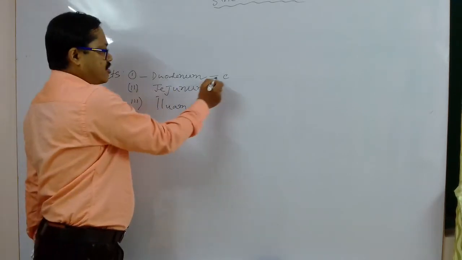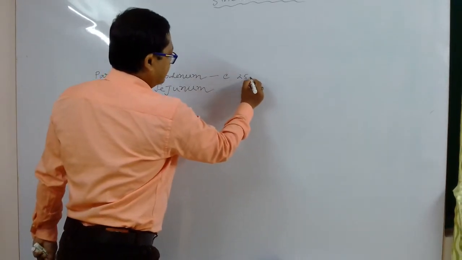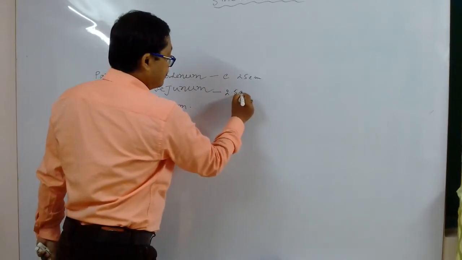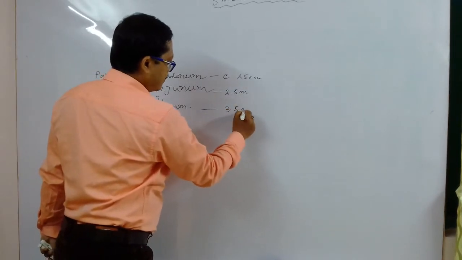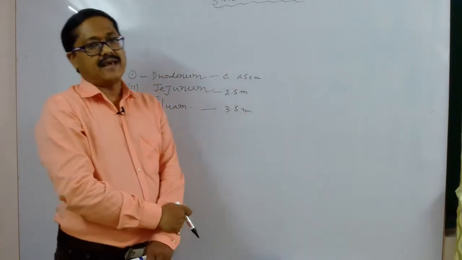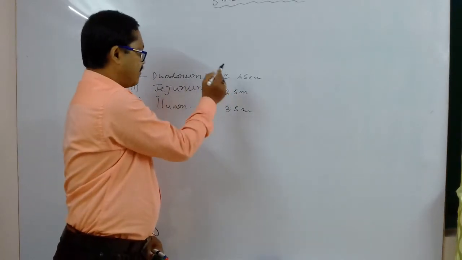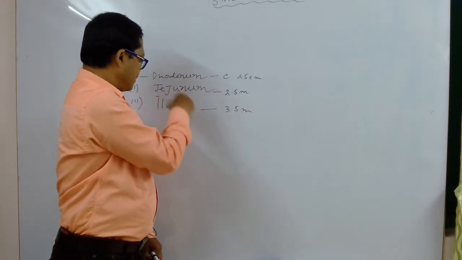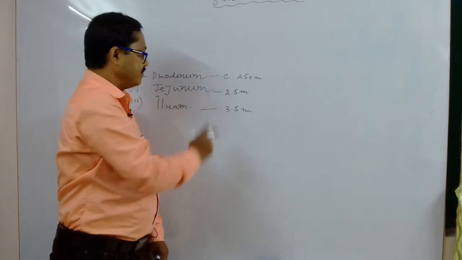What is the length of the duodenum? The duodenum length is 25 centimeter. The length of the jejunum is 2.5 meter, and the length of the ileum is 3.5 meter. This is the largest and longest portion of our alimentary canal, that is the GI tract. The smallest part is the duodenum, it is C-shaped. Next part of the duodenum is the jejunum, and the next thinner tubular structure is the ileum.